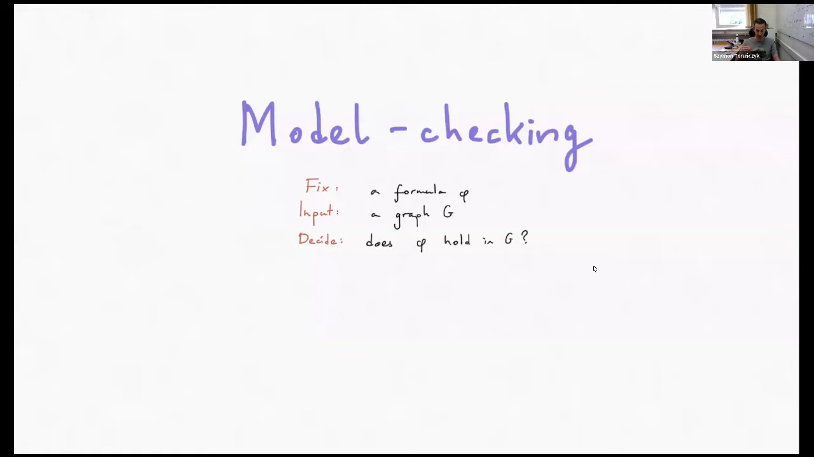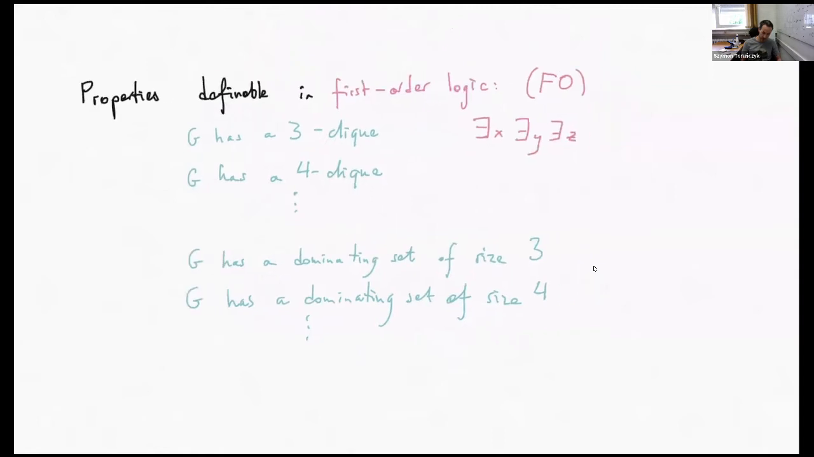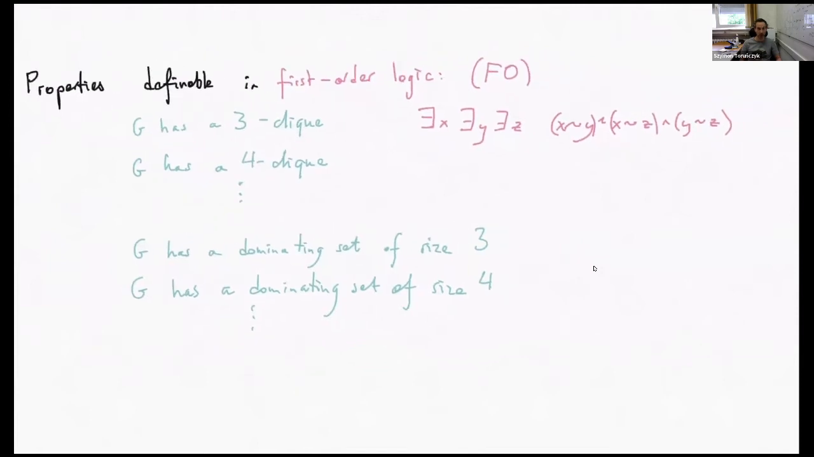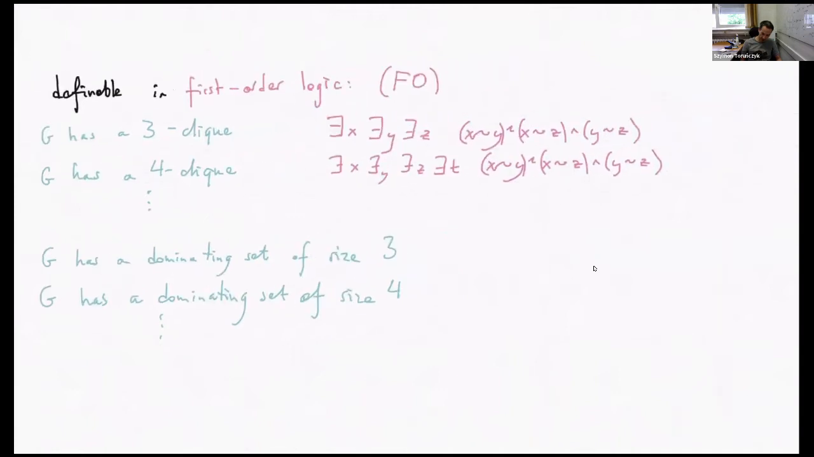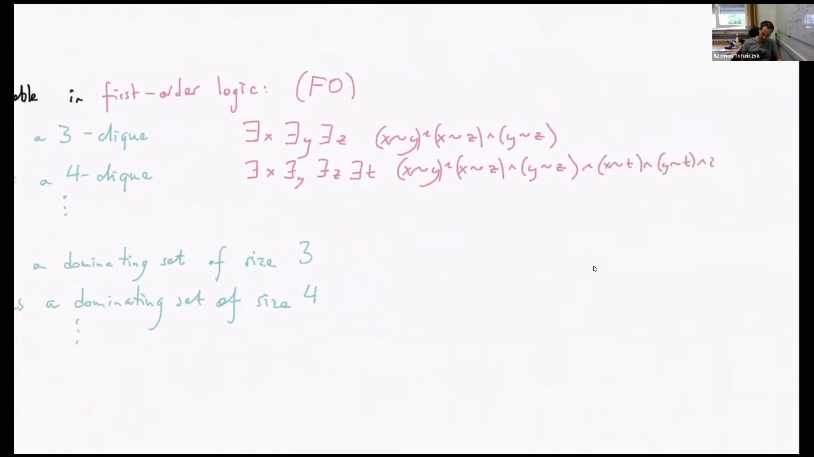So phi expresses some property. For example, here are some properties which you can express in first order logic. For example, G has a clique of size 3, so a triangle. You can express this by the formula: exists x, exists y, exists z, such that they are mutually connected. So x is adjacent to y, and x is adjacent to z, and y is adjacent to z. This is a first order formula which expresses that G has a triangle. Similarly, you can write that G has a four clique. You write the same thing, but you add more of those relations, adding stuff about being adjacent to t. And so those are some examples.